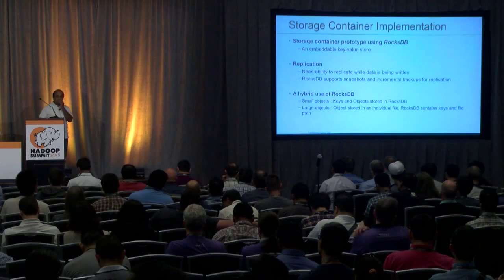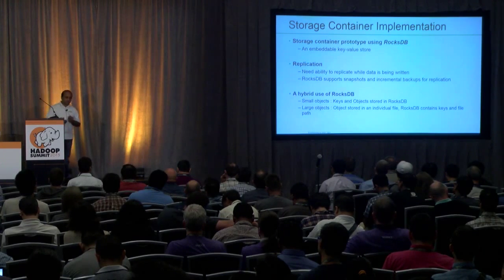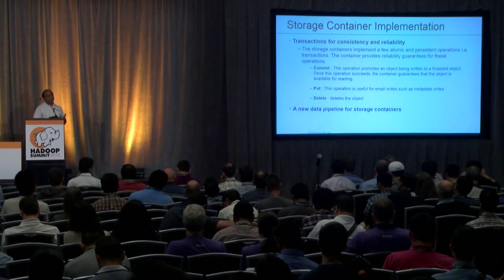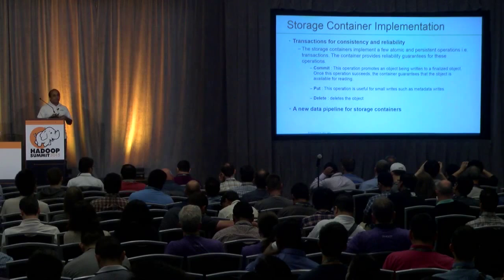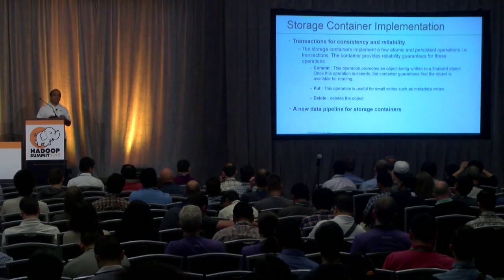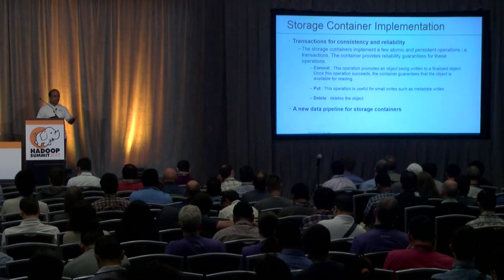So what are the guarantees that we will need from this container? When we put data, at some point we have to guarantee that the data is visible. For that we need some sort of transactions. Now RocksDB provides us transactions, and in fact most of the embeddable stores do; RocksDB is a derivative of LevelDB, so that offers transactions.